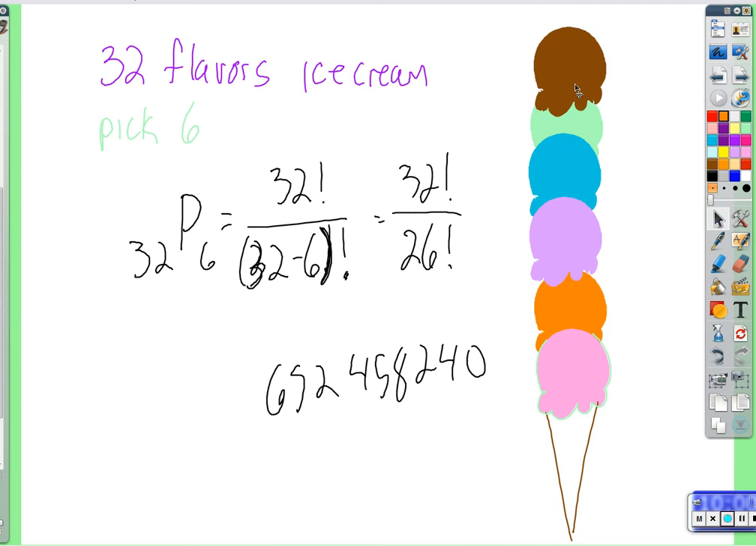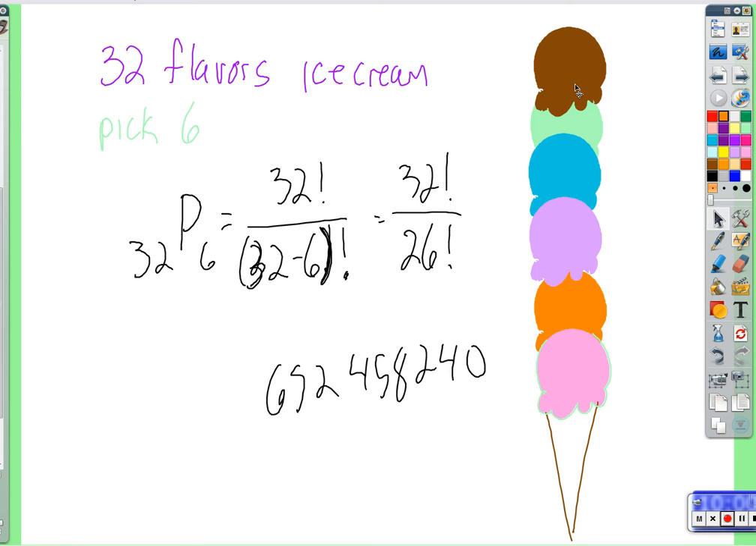So how many combinations are there of these 6 flavors? I'm not talking about 32 flavors. If you just have 6 scoops on a cone, how many combinations are there of the 6? Just one. They exist in the same place at the same time. That's a combination. Put them in a different order, it doesn't matter.